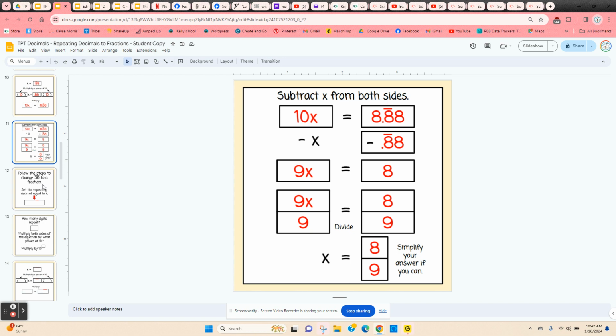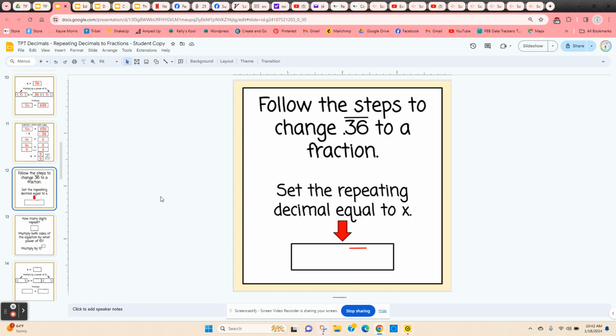Okay, slide 12, you want students to start doing this on their own. If they're ready, they can try to do it on their own if they're a little more advanced. If not, you can do this with the students. The first thing is to set up the equation. And if you type this correctly, x equals 0.36, that repeating line will already be there.